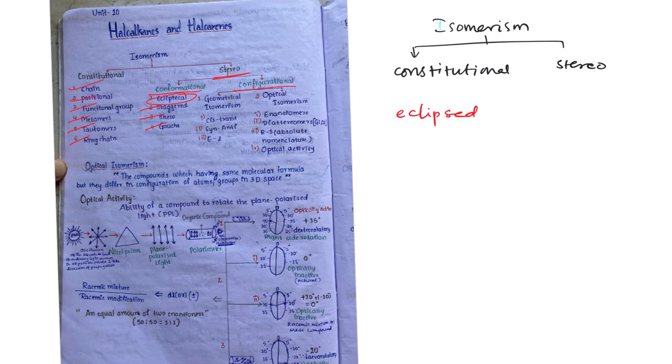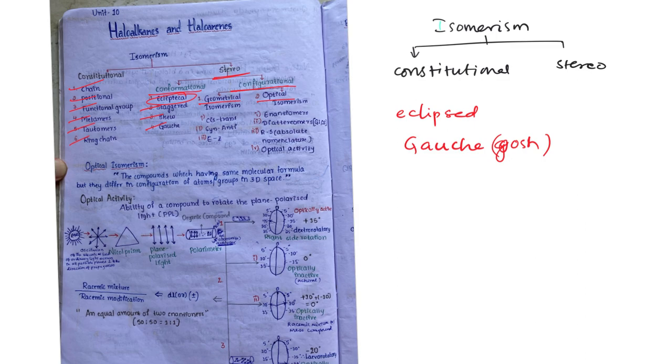Gauche is pronounced as "gosh". The spelling is g-a-u-c-h-e. Keep the pronunciation in mind. Next, configurational isomers. In this, we have one is geometrical isomerism, another is optical isomerism.